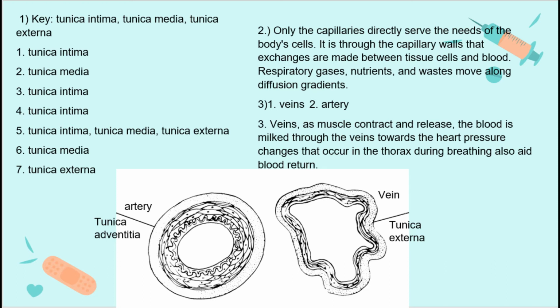Let's proceed to item number 2. Servicing the capillaries is the basic function of the organs of the circulatory system. Explain this statement. Our explanation was, only the capillaries directly serve the needs of the body cells. It is through the capillary walls that exchanges are made between tissue cells and blood. Respiratory gases, nutrients, and wastes move along diffusion gradients.